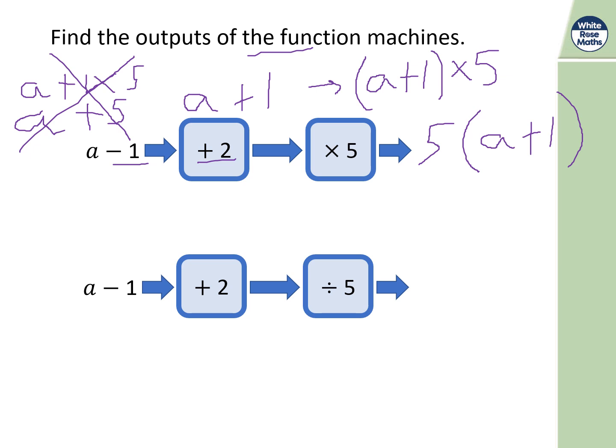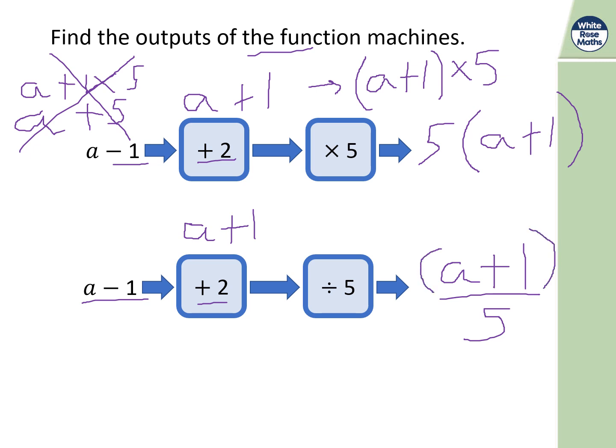This next one, a subtract 1 plus 2, well, that'll give me a plus 1, and then the next part, I'm dividing by 5. So the whole thing here is divided by 5. So I'm going to write it as a fraction: a plus 1 all divided by 5. It is not a over 5 plus 1, or a plus 1/5. The whole thing is being divided by 5. I add 1 first and then I divide by 5. Remember that a fraction just means a division.